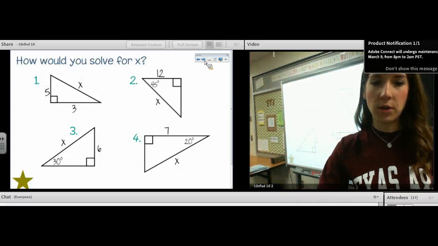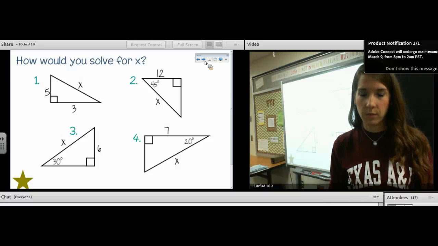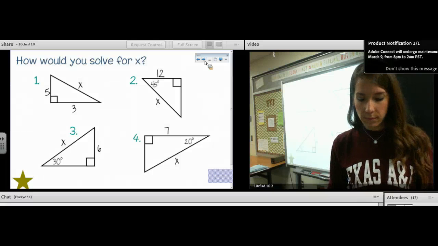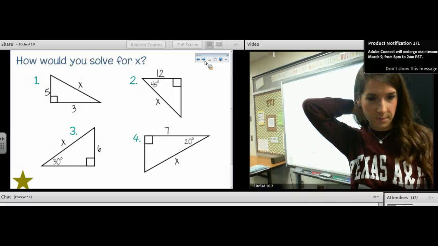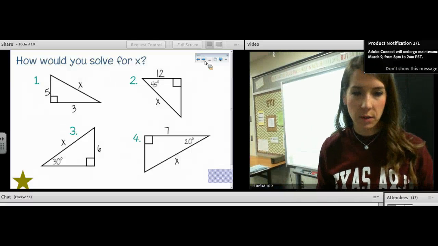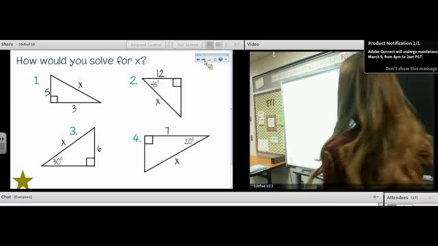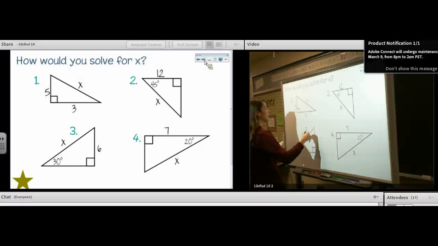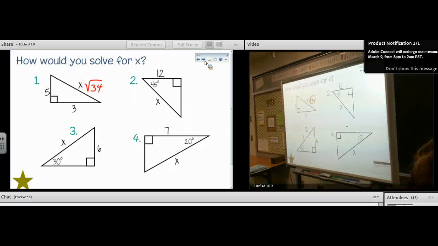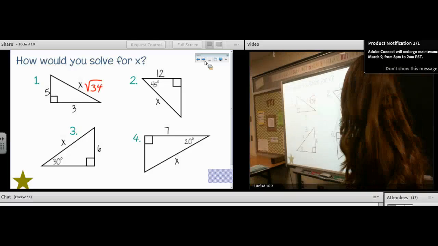So Brandon, what would you do on triangle 1? How would you solve that? Good, Brandon, you would do Pythagorean theorem. A squared plus b squared equals c squared. So this would be the square root of 25 plus 9, which is the square root of 34. Right, so we have a way that we can solve number 1.